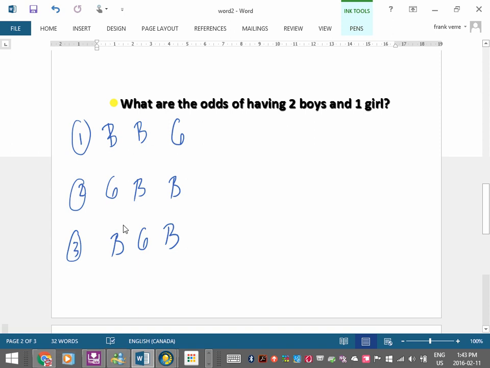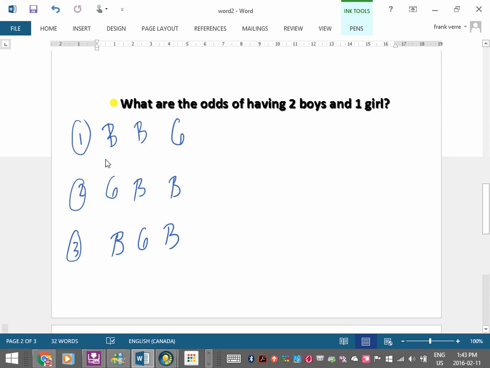Okay. Are there any others? No. Well, if the boys were like B1 and B2, you could do B2, B1, G. Yeah, you're making it way more complicated. So this is it, right? No other possibilities. Now we consider the odds of each sequence.